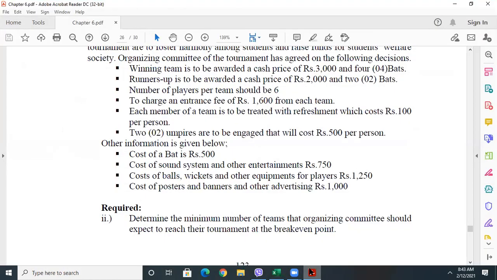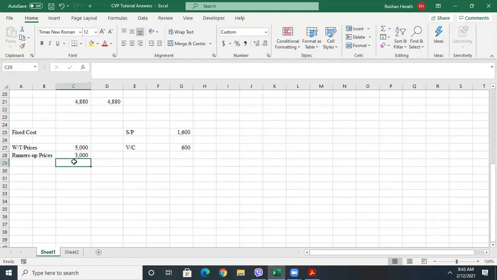2 umpires are to be engaged and it costs per person 500. So therefore it's 1,000. This is about the umpire charges, right?